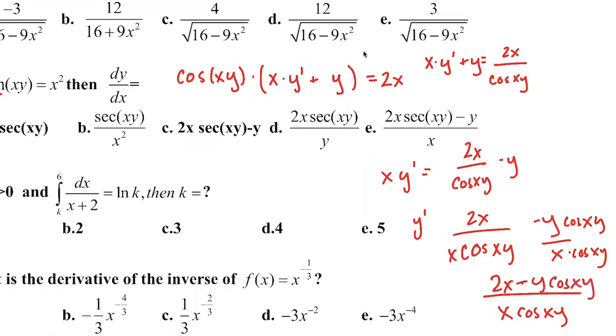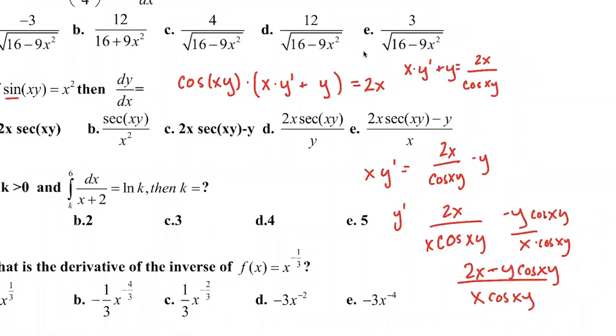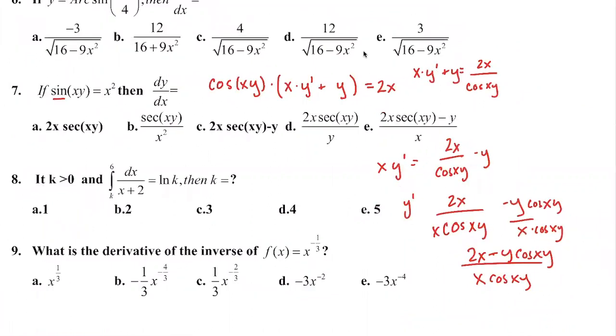Now, that doesn't match any of our answers. Notice all our answers have secant, and none of them have a trig function on the bottom. What could we do to get rid of that cosine of xy on the bottom? One over cosine xy. Correct. Times 1 over the cosine of xy on the top and on the bottom. So then that's going to go away and leaves us just with an x in the bottom. But we'd have 2x over the cosine of xy minus y.